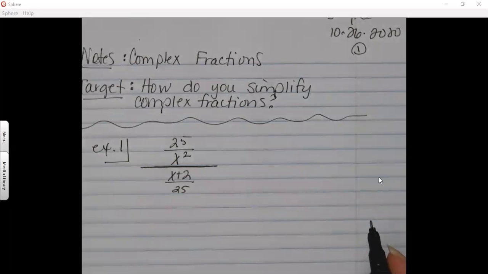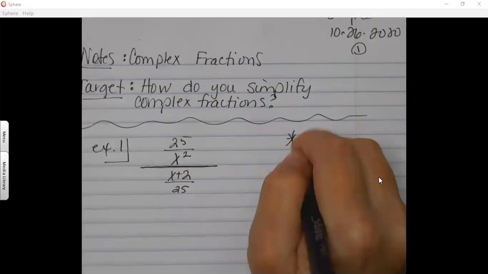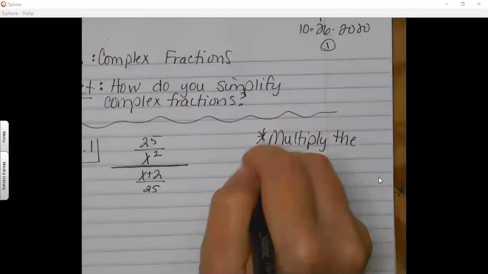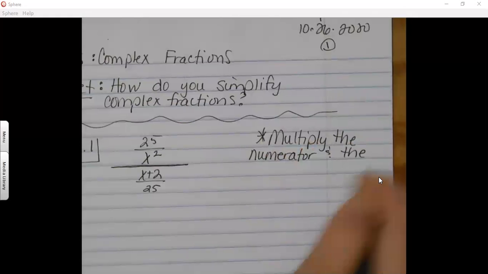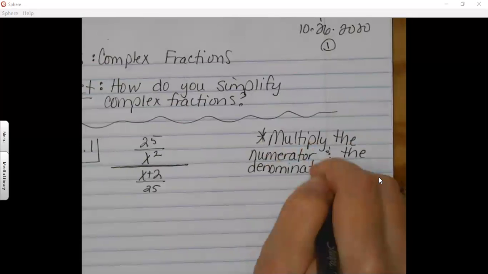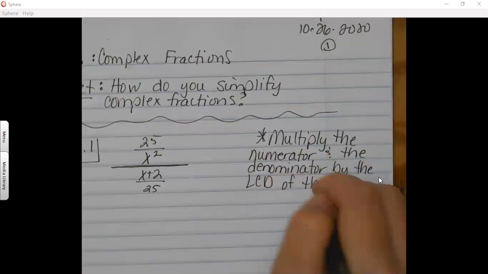So what we want to do, we don't want fractions within fractions. So to get rid of them, we're going to multiply the numerator and denominator of the big fraction by the least common denominator of the individual fractions, okay? So multiply the numerator and the denominator by the LCD of the individual fractions.